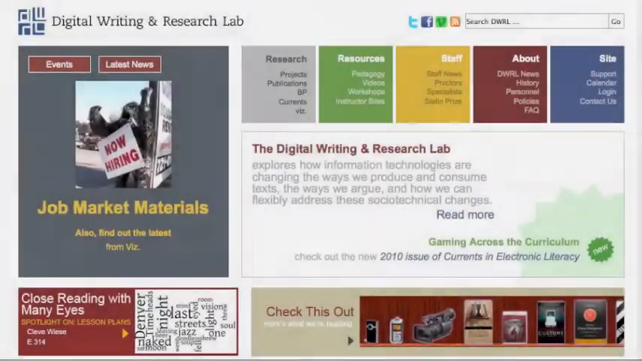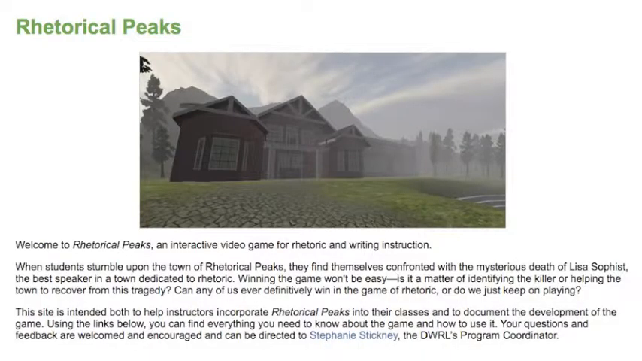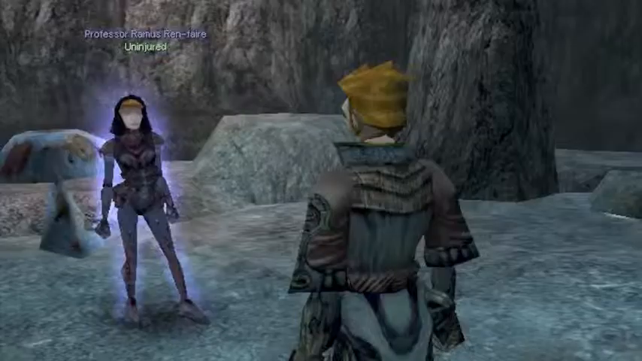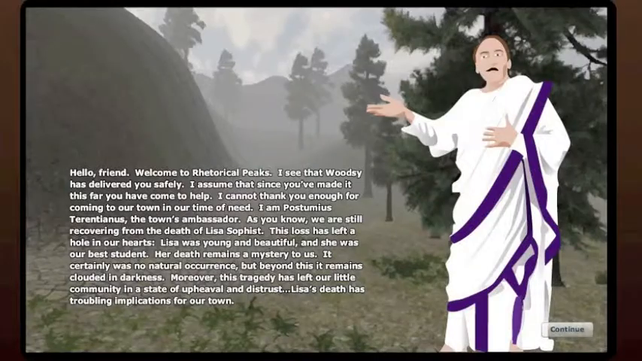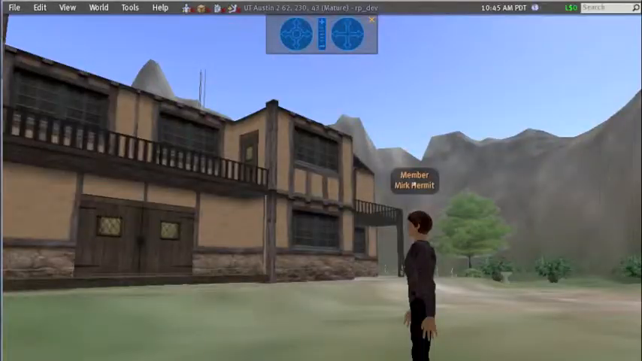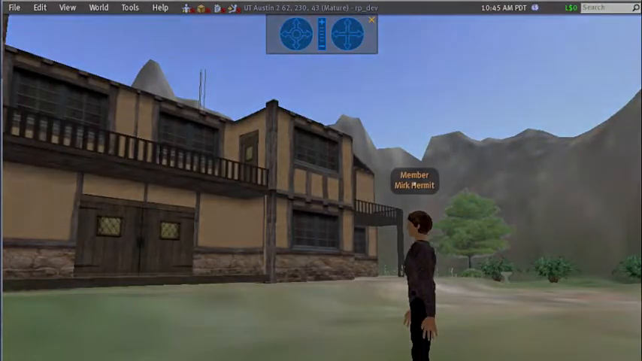Rhetorical Peaks is a video game designed by the Digital Writing and Research Lab at the University of Texas at Austin for use in rhetoric and writing classes. The project began in 2006, and the game has been developed and played in several incarnations since its inception. This video outlines these various incarnations of Rhetorical Peaks and their use in rhetoric and writing classrooms.